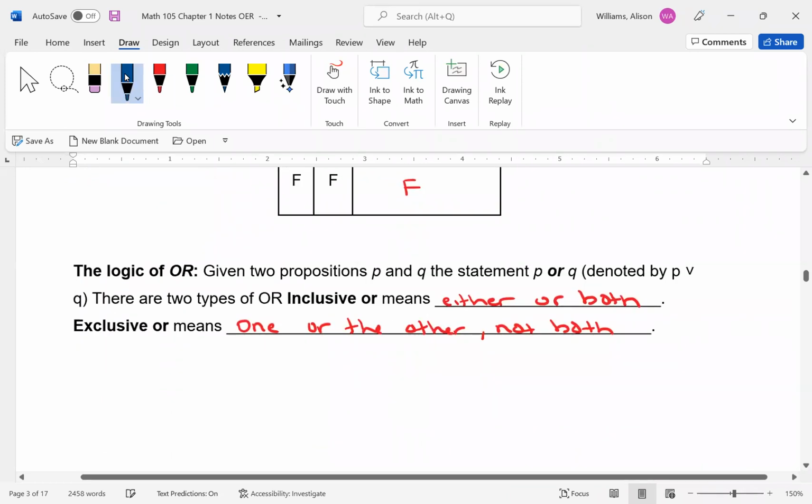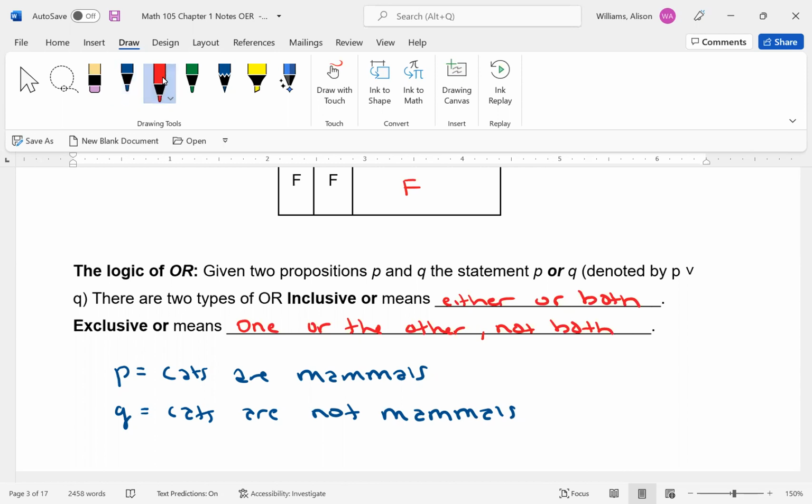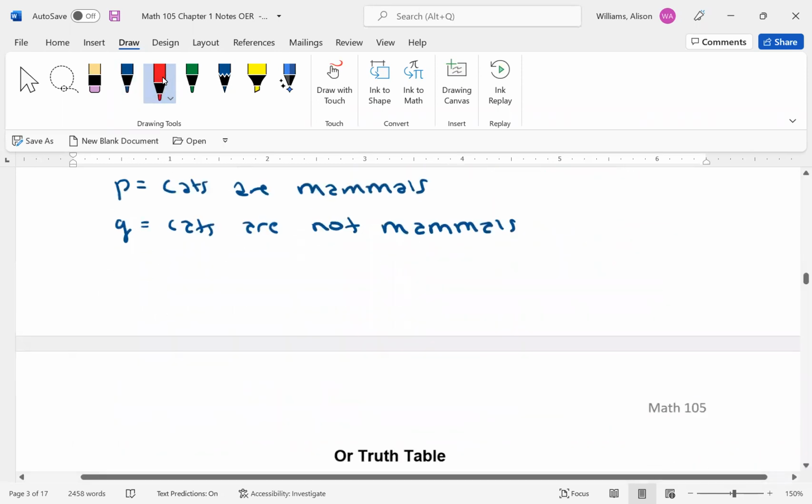In other words, if P happens to be cats are mammals and Q happens to be cats are not mammals, the negation, in this case that would be an exclusive or. Only one of them can be true. They both can't be true because they contradict each other. So that's the difference between an inclusive or and an exclusive or, and the conjunction. All right.